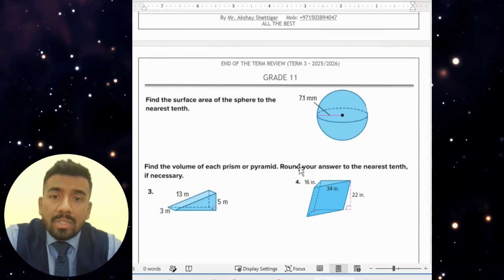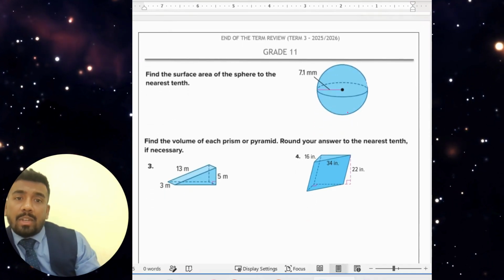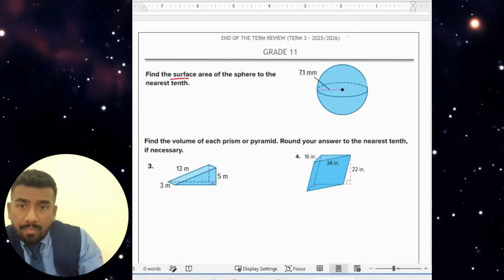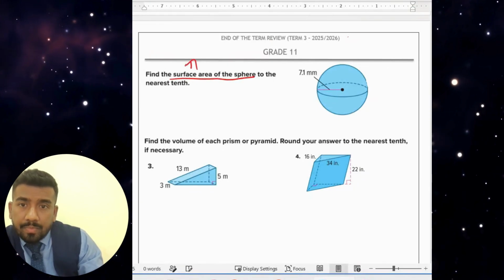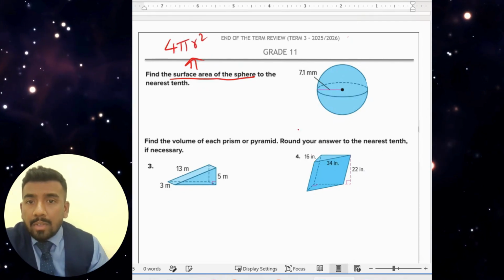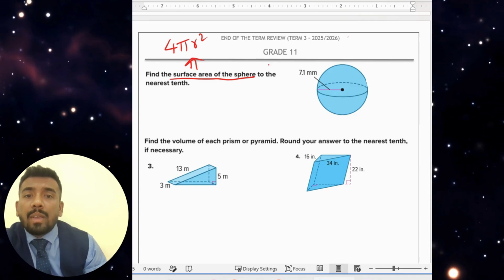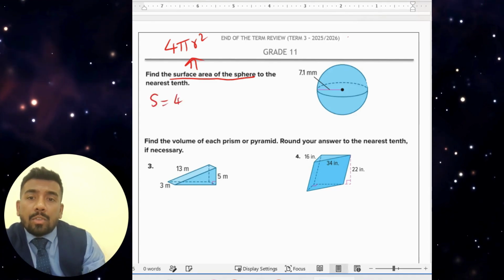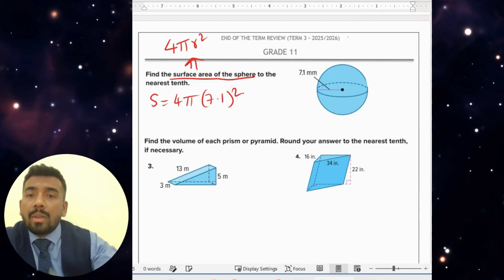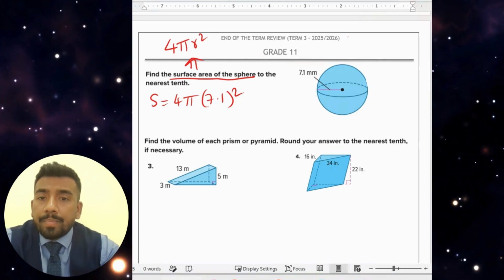Let's go to the next one, surface area of the sphere. We didn't do the sphere till now. So what's the surface area for a sphere? The formula is 4 pi r square. What's the r over here? 7.1, that's its square. Put it in the calculator.